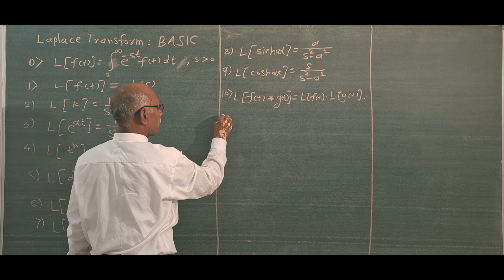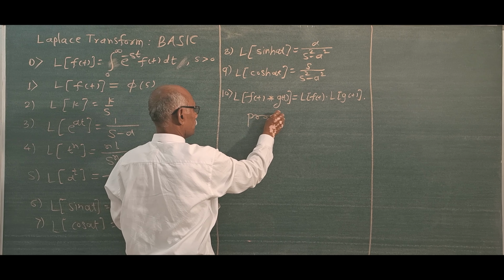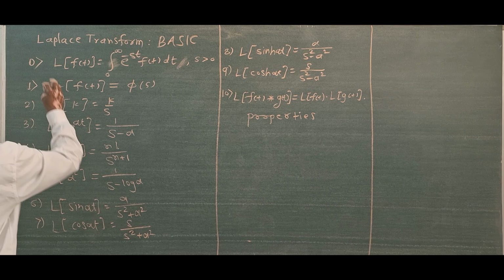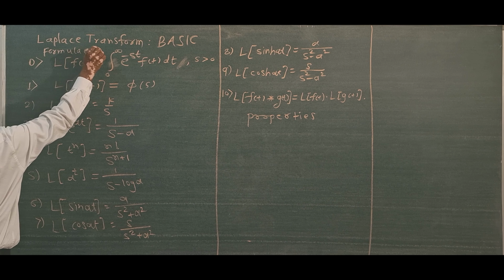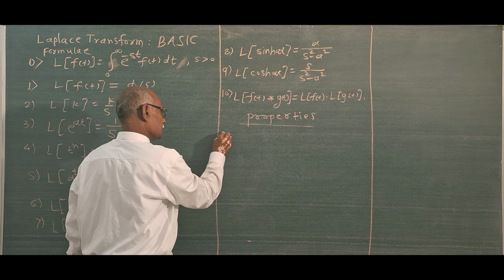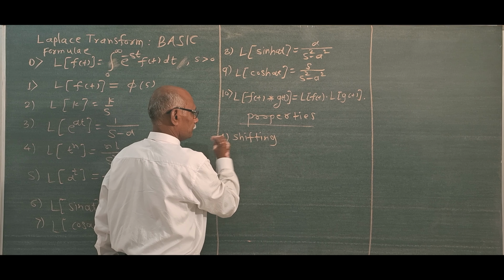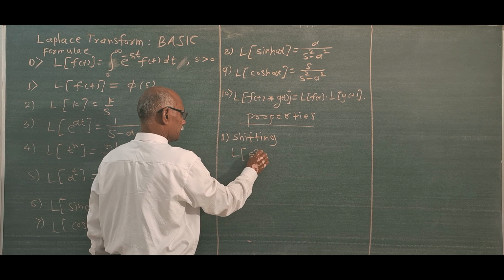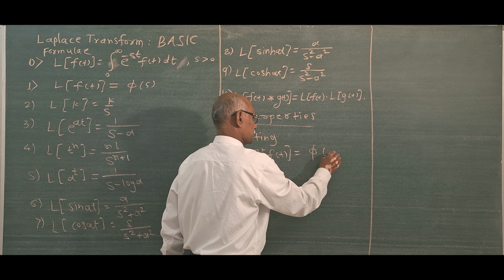Number 11, now we are going to see properties, and these are basic formulae. Now we are going to see properties. The first property is known as the shifting property, that is given by L of bracket e raised to at into f of t. In short, we are writing these properties.